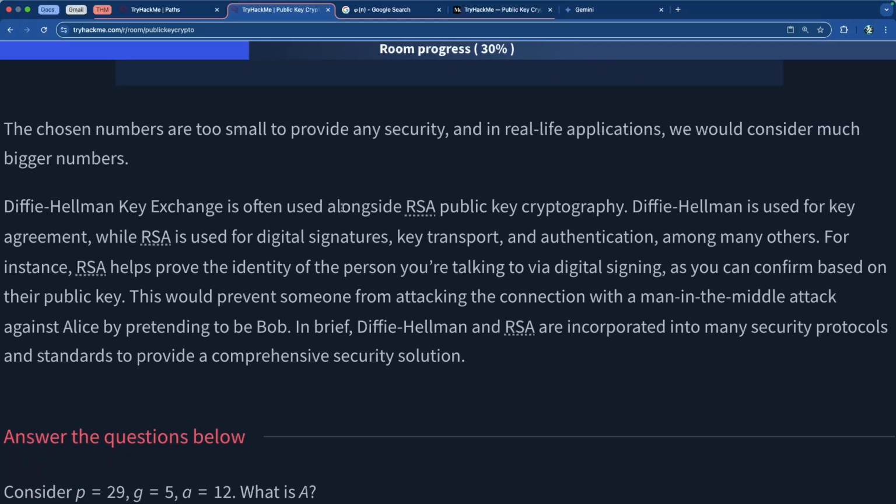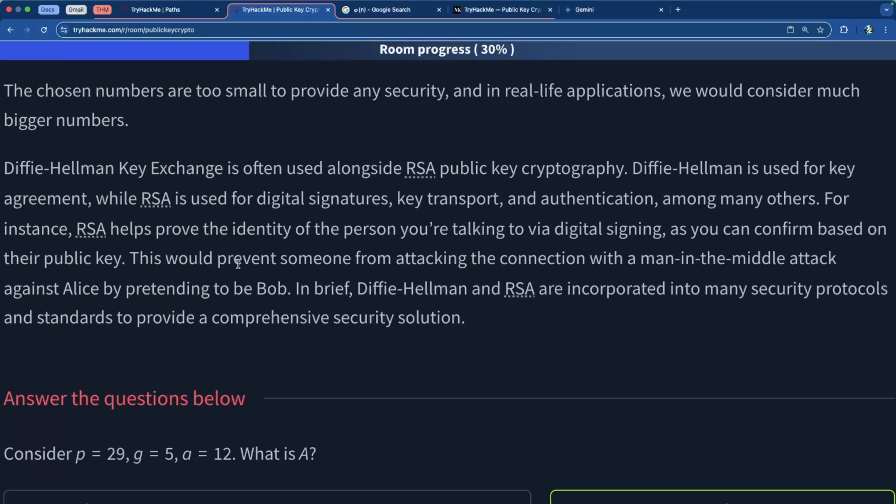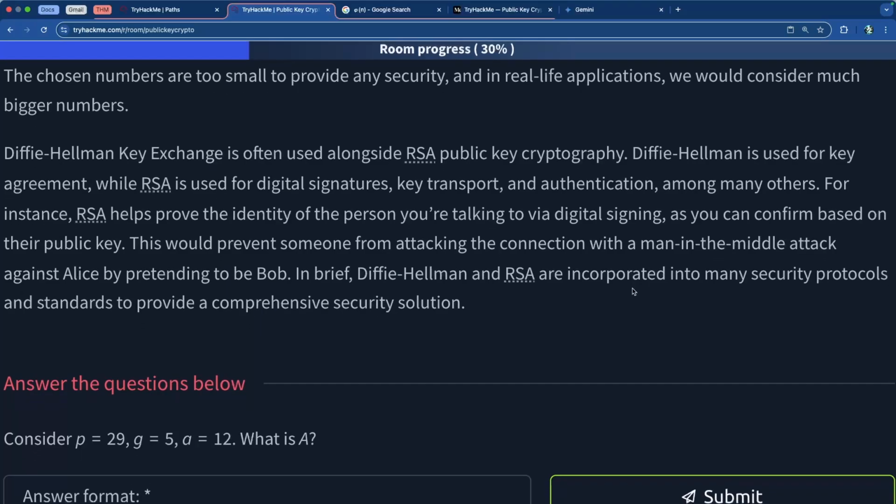Diffie-Hellman is often used alongside RSA public key cryptography. Diffie-Hellman is used for key agreement, while RSA is used for digital signatures, key transport, authentication, among many others. For instance, RSA helps prove the identity of a person you're talking to via digital signing, as you can confirm based on their public key. This would prevent someone from attacking the connection with a man-in-the-middle attack against Alice by pretending to be Bob. In brief, Diffie-Hellman and RSA are incorporated into many security protocols and standards to provide a comprehensive security solution.